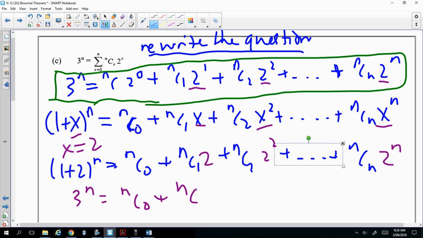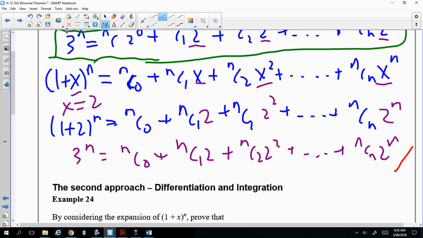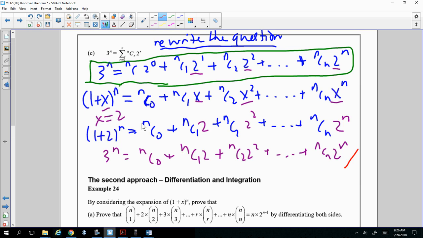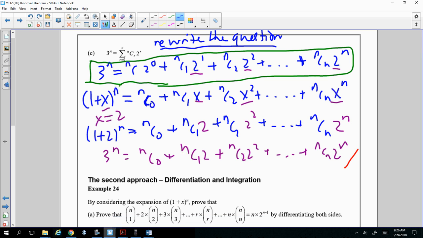Alright, so that's the first type of proof, substitution. Sometimes substitute 1, substitute -1 if it's alternating signs, sometimes substitute 2, sometimes substitute anything. So you have to look at the pattern. The next type is differentiation and integration. We're going to do a bit of each. How do I know differentiation was used? We have to look at the example to see how it works. So we're going to look at example 24.